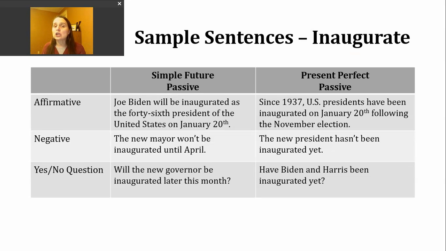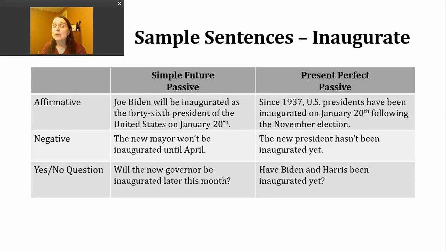So today we're going to look at the simple future. And to make simple future in the passive voice, all we're going to use is will, then be, and then the participle form of the verb. And this structure will work no matter what our subject is. So let's take a look at an affirmative example. Joe Biden will be inaugurated as the 46th president of the United States on January 20th. So I'm recording this video before this event or this action takes place. That's one reason I'm using the simple future.